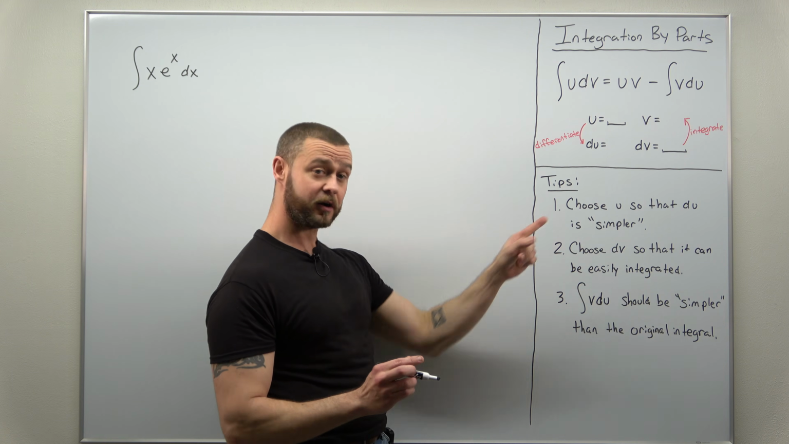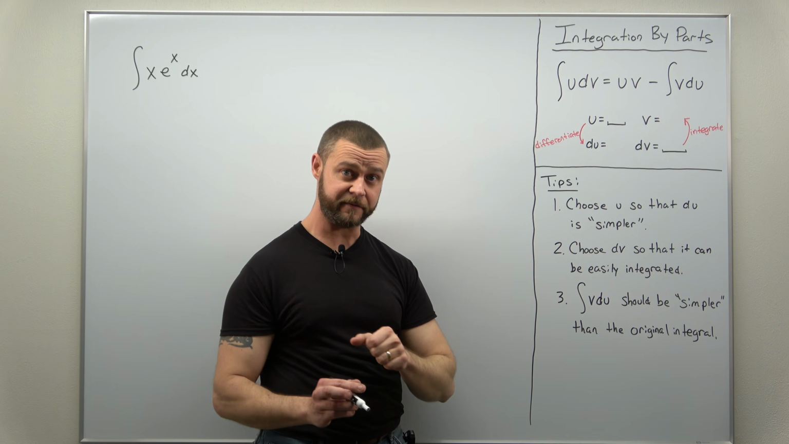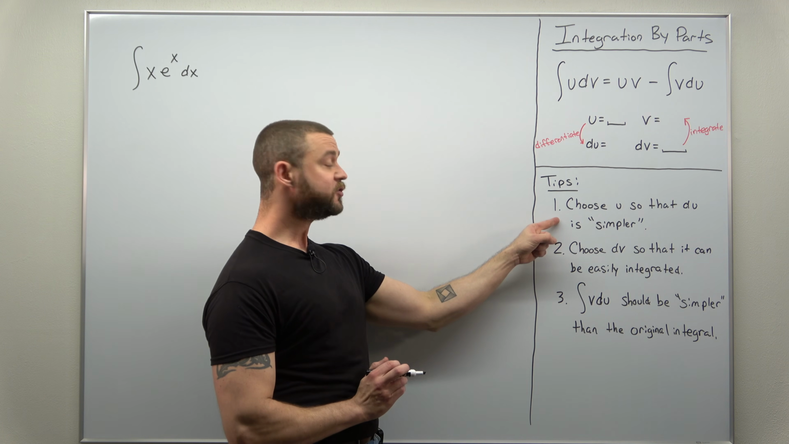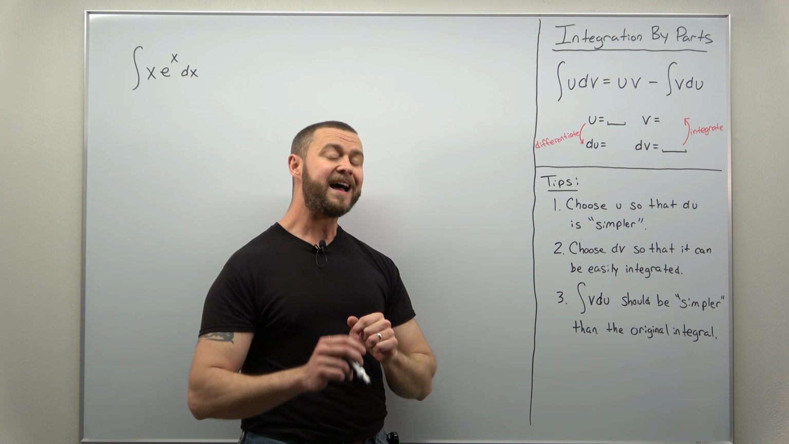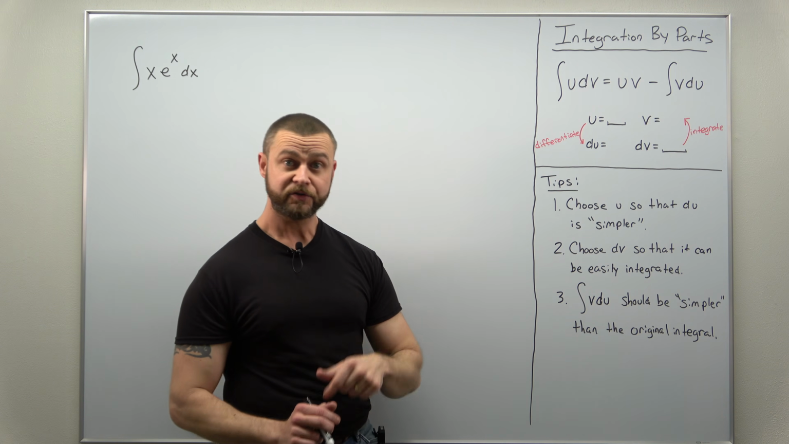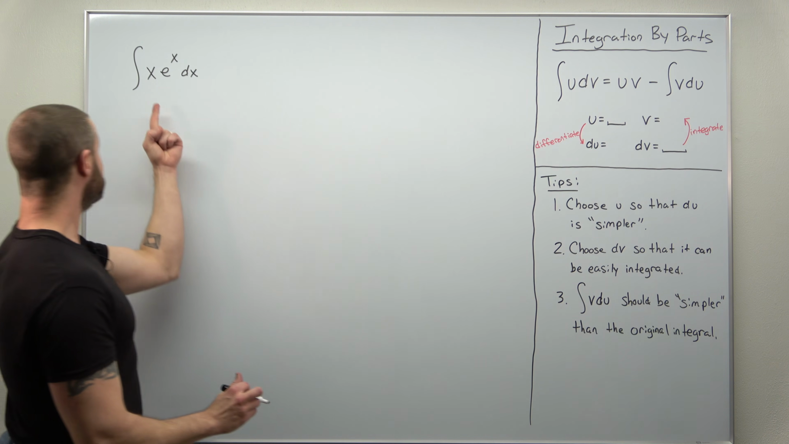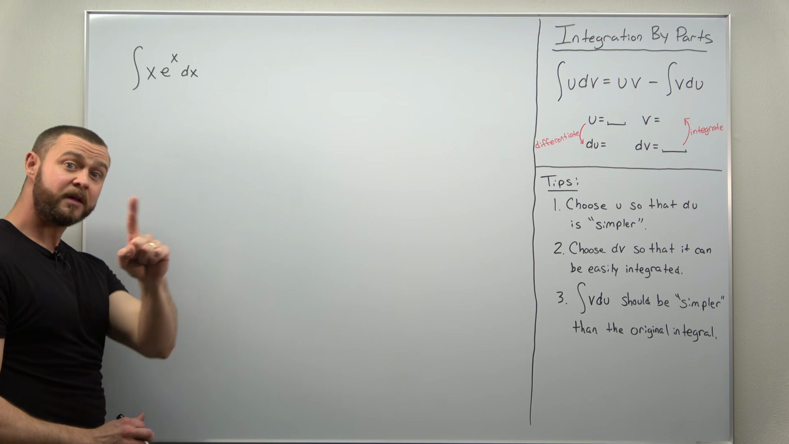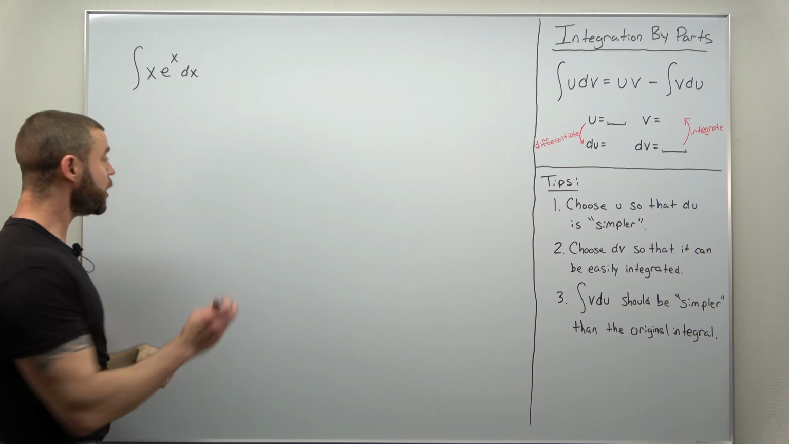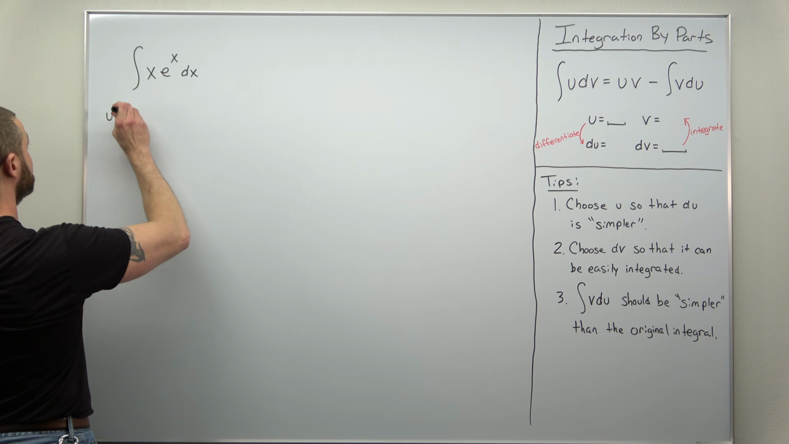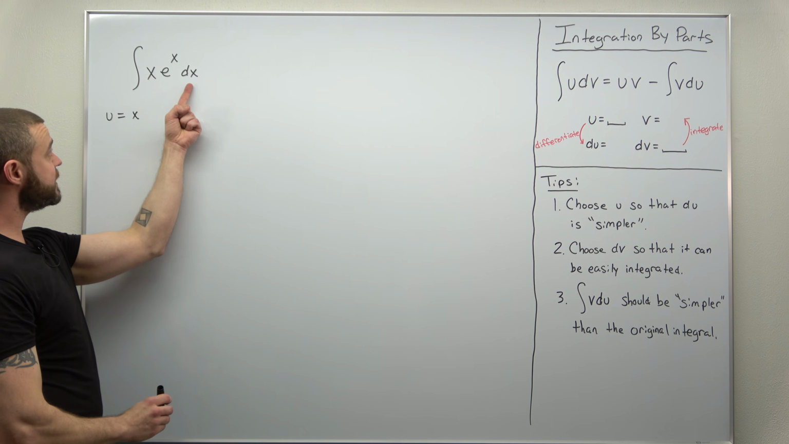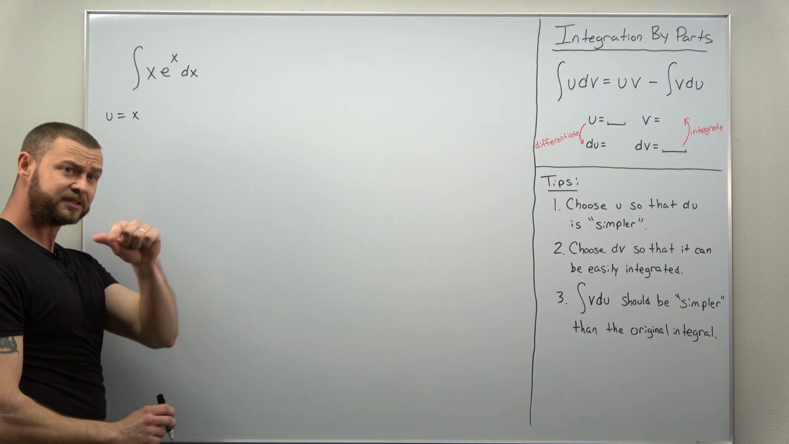Now there are some tips here for how to make your choice for u and dv, and the most important one, which we'll point out for this problem, is you want to choose u so that the differential or derivative du is simpler. So if we look at our possible choices here, if we pick u as x, the derivative of x is 1, and that is simpler. So let's try u as x, and that means dv will be everything else, e to the x times dx.